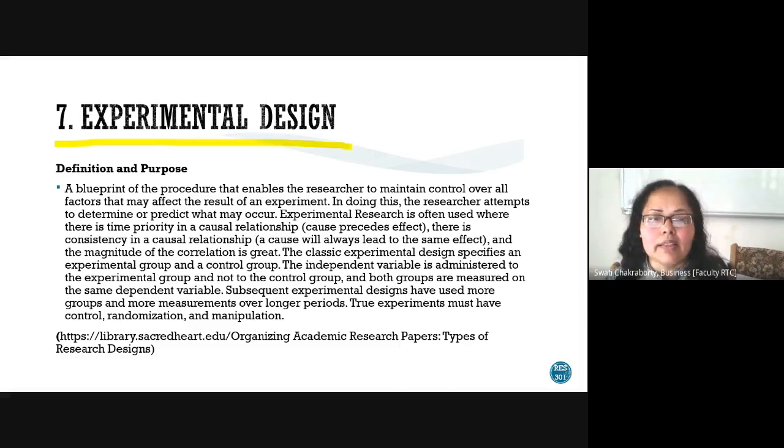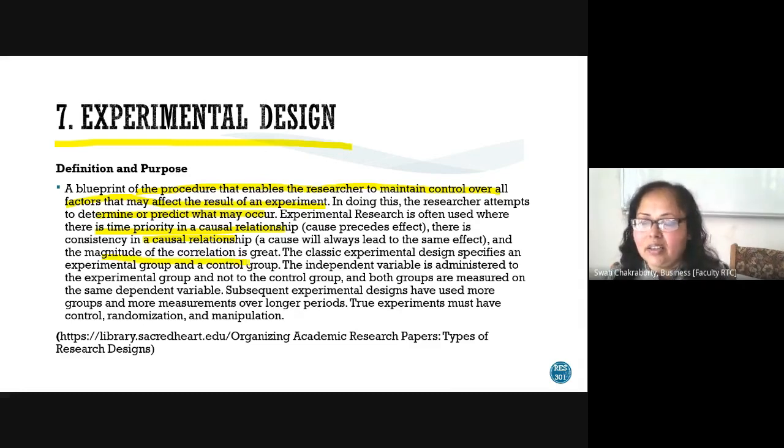Next, experimental design. So it's a blueprint of the procedure which helps a researcher to maintain control over all the factors that may affect the result of an experiment. So while doing this, what happens? The researcher attempts to determine or predict what may happen. So it's often used where there is time priority in a causal relationship, where cause comes first before effect. There is consistency in a causal relationship. Cause will always have the same effect, and the magnitude of correlation is great, right?